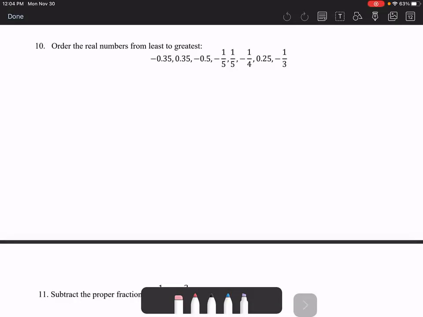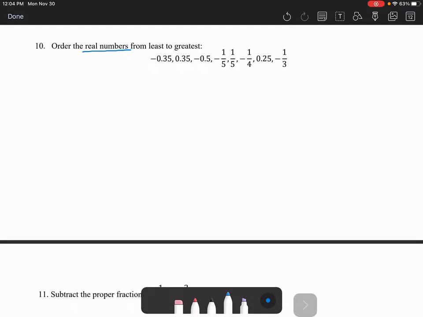Okay, so we're ordering real numbers from least to greatest. When we do this, we do it a little bit differently than when we do fractions. Remember that the real numbers are the numbers that can be written as decimals. The rational numbers are real numbers that can be written as terminating or repeating decimals, and the irrationals are everything else. I think whenever you're ordering real numbers, writing them out as decimals is probably going to be the easiest way to do it.